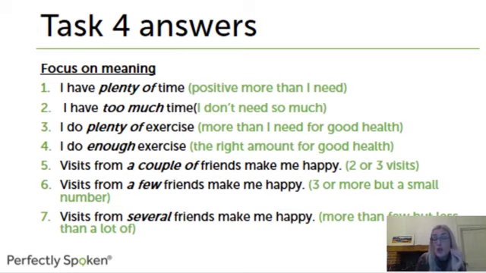Whereas I have too much time is negative, yeah, so I don't need so much. Maybe I'm a bit bored. Yeah, I have too much time sometimes to think, and then I get worried. Okay, so plenty of, more time than I need, but in a good way. And too much, too much time, there's a lot and I don't need it. Yeah, it's negative. Did you get that?